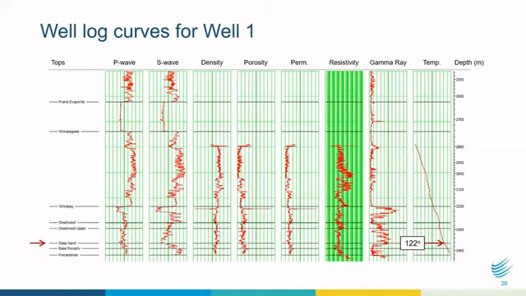This figure shows the well logs from one of the wells, well 1, over the geothermal target. They had P wave, S wave, density, porosity, permeability, resistivity, gamma ray, and temperature curves available. The reservoir zone is a deep sand directly below the Deadwood Formation at 3,380 meters. And the temperature of the reservoir, as we already know, is greater than 120 degrees Celsius.